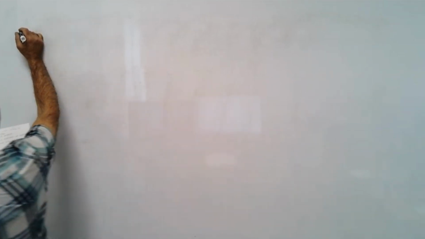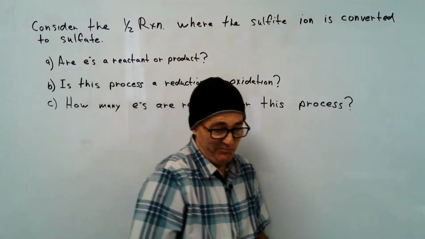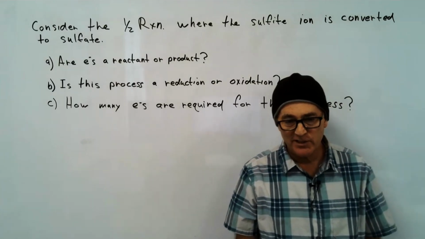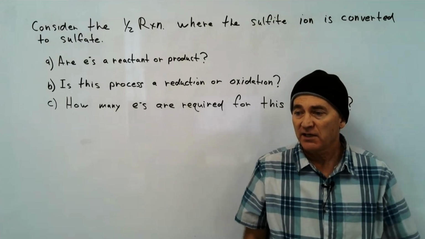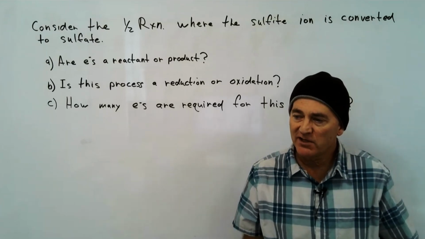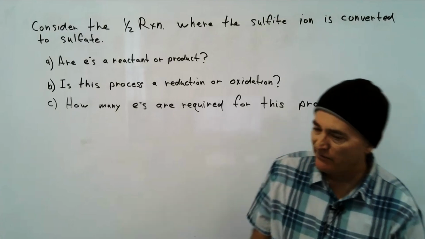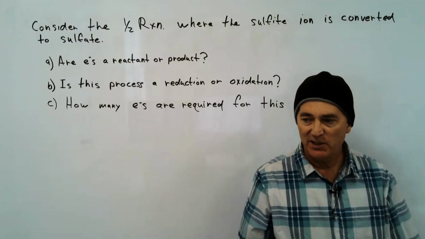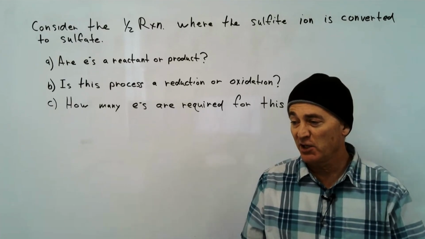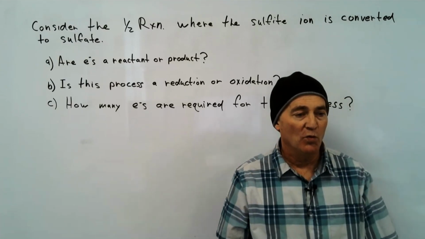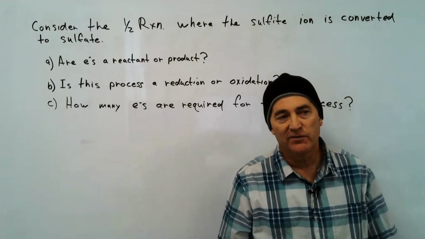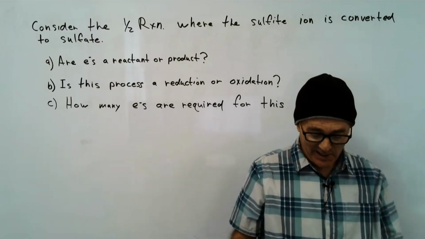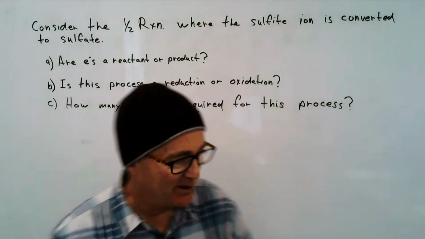So this is a favorite type of question for me for a variety of reasons. It says, consider the half reaction where sulfite is converted to sulfate. Are electrons a reactant or product? Is this process an oxidation or reduction? And how many electrons are involved in this process? All good things. I think when we answer one question, we've answered the other.